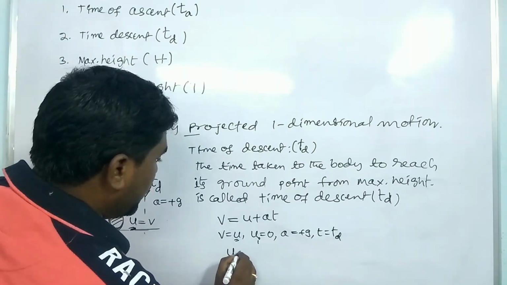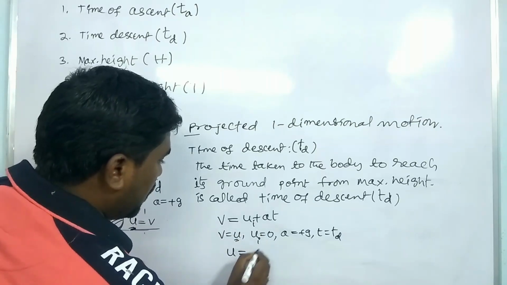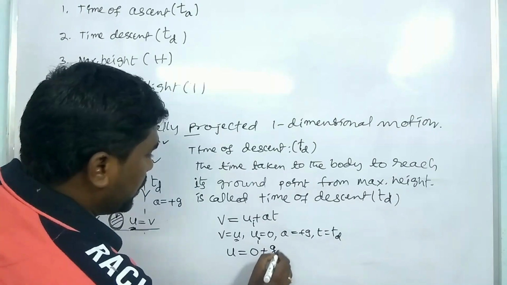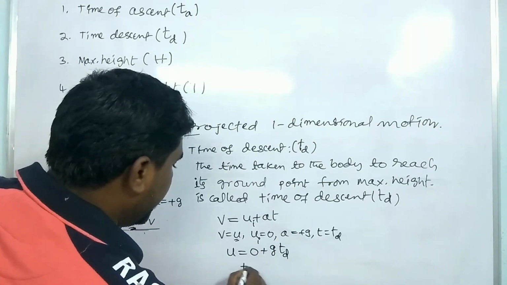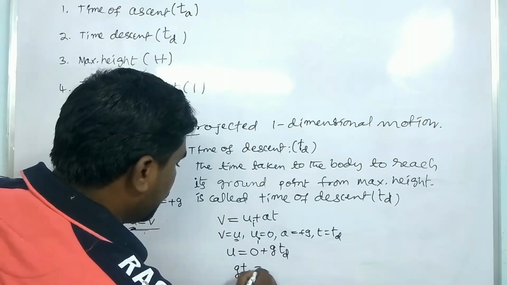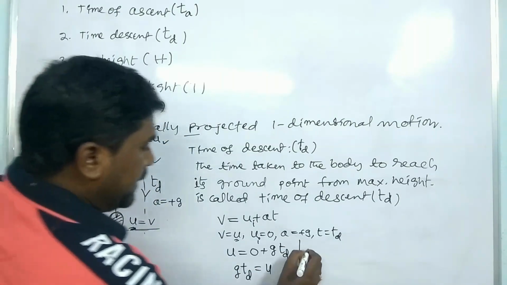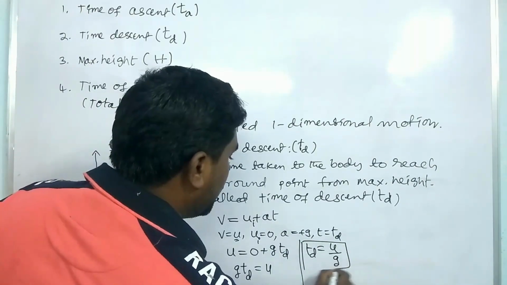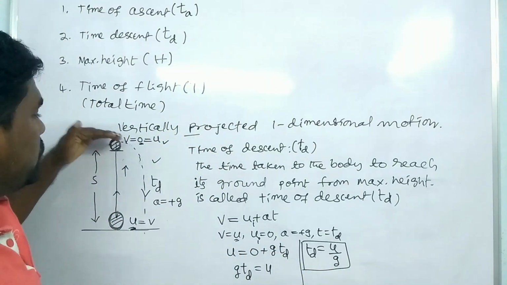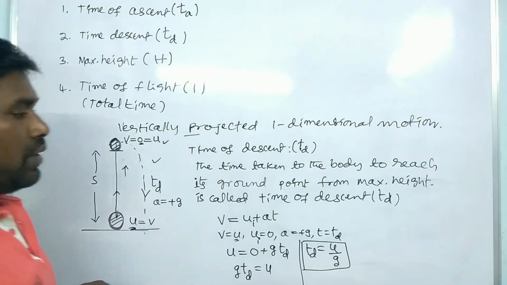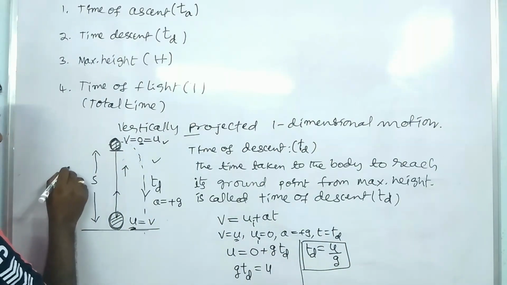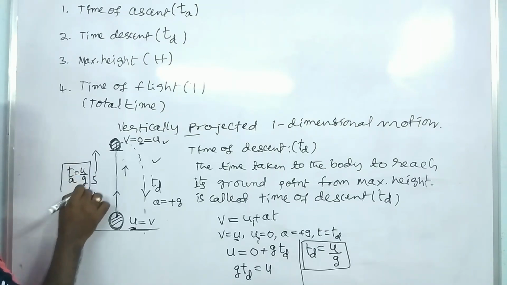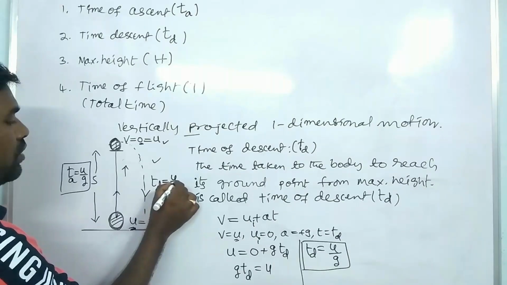V is nothing but u, the initial velocity of the ball. It is equal to 0 plus a, which is nothing but plus g, and t is nothing but td. So g td is equal to u, so td is equal to u by g. So this is the time of descent of a body from its maximum height. Let us observe, we already derived that the time of ascent Ta is equal to u by g, and the time of descent Td is equal to u by g.